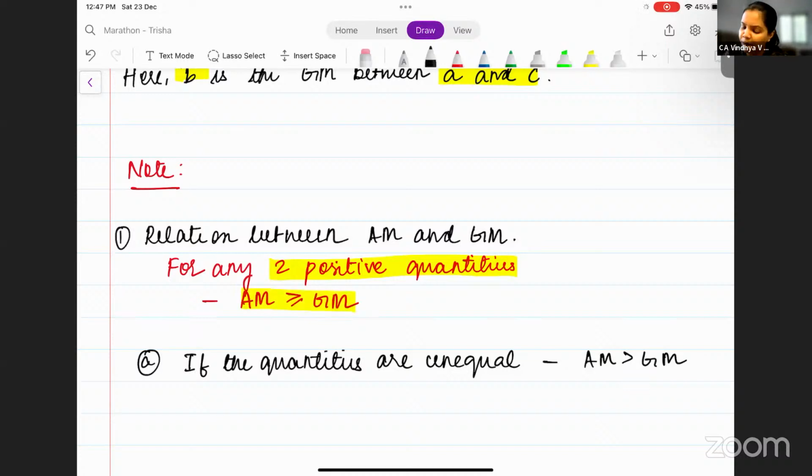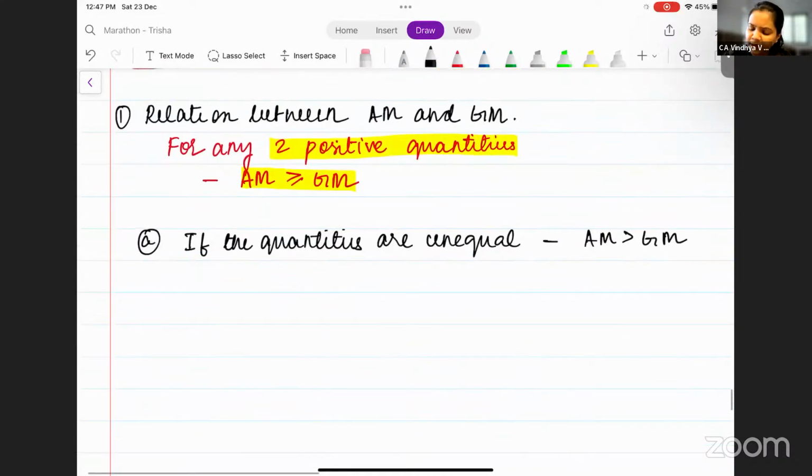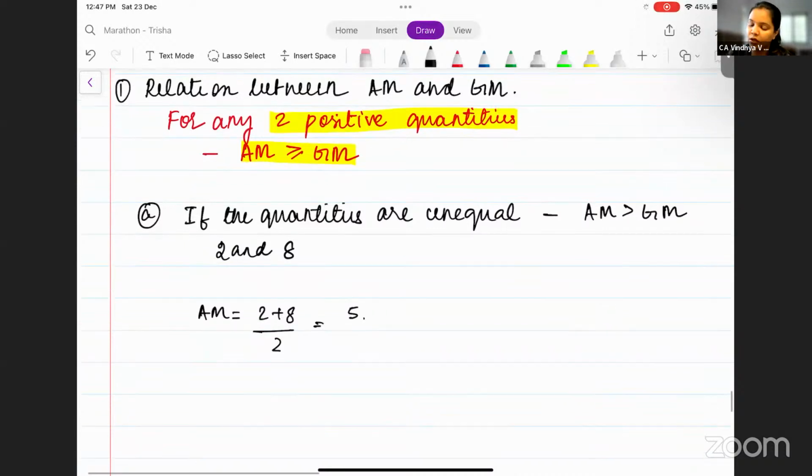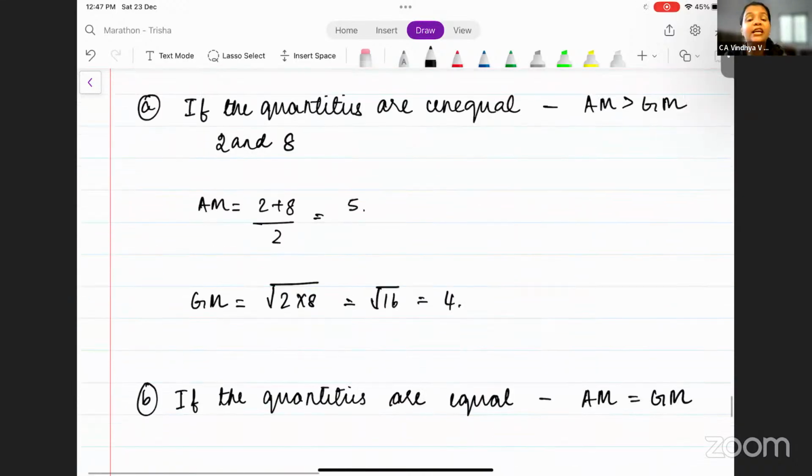Let us understand this with the help of an example. Let us say we have 2 and 8. What is the arithmetic mean? 2 plus 8 divided by 2, that is 10 by 2, which is 5. What is the geometric mean? Square root of 2 into 8, that is 2 into 8, 16. Square root of 16 is 4. So can I say the arithmetic mean is greater than the geometric mean? Yes.